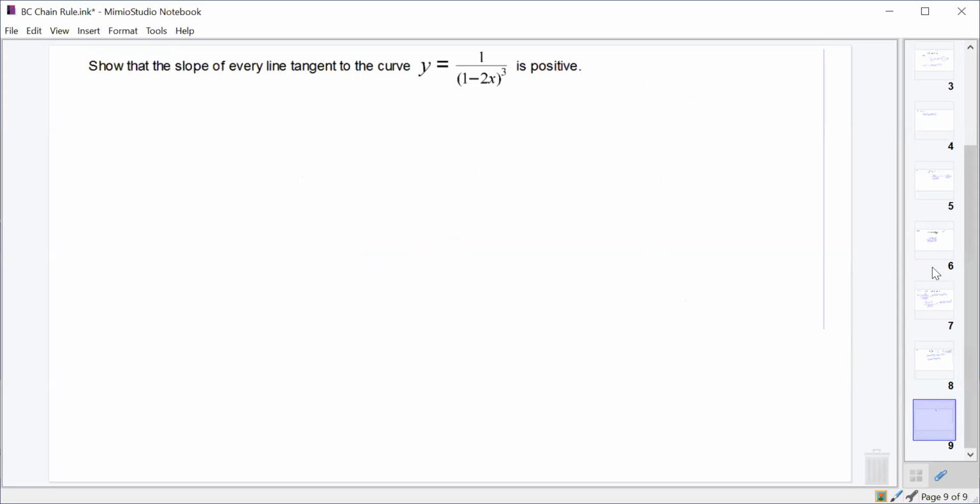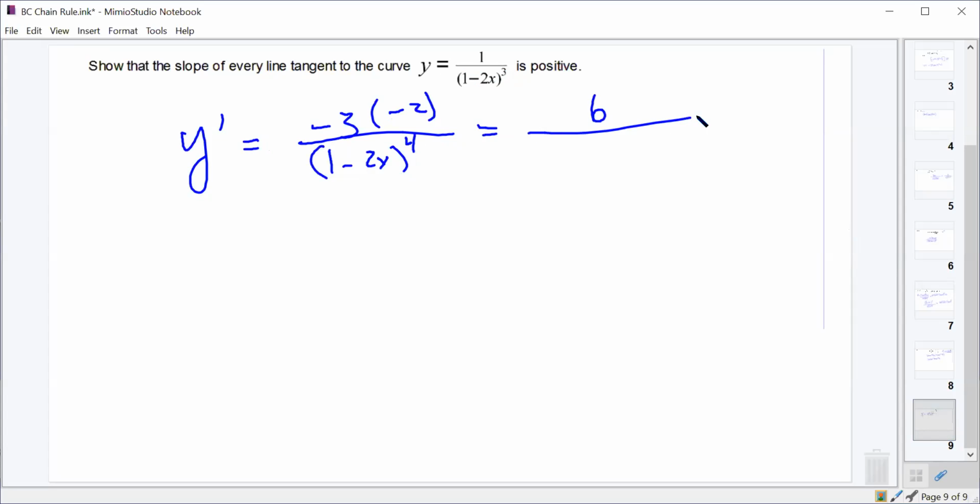All right. Last one. We want to show that the slope of every line tangent to the curve y equals 1 over 1 minus 2x to the third power is positive. So if we're looking at the slopes of the tangent lines, we need to take the derivative. So what's y prime going to be? This is u to the negative 3. So that should become negative 3 u to the negative 4 times the derivative of u, which is negative 2, giving us 6 over 1 minus 2x to the 4th.